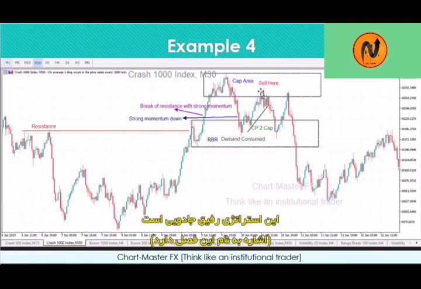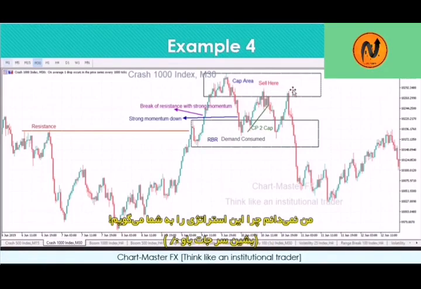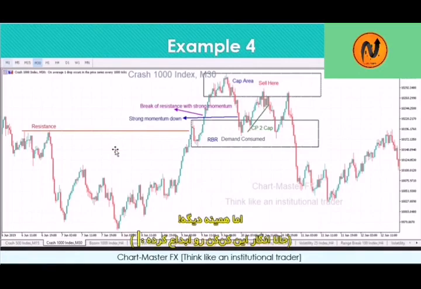This strategy, guys, it's a magic, comrade, indeed. I don't know why I'm telling you this strategy. I don't know, but it is what it is, guys.